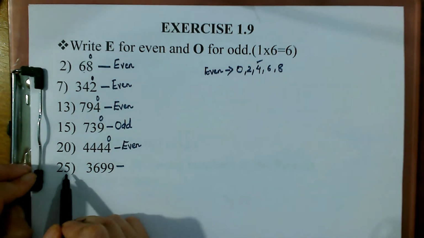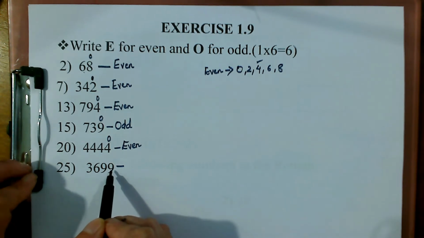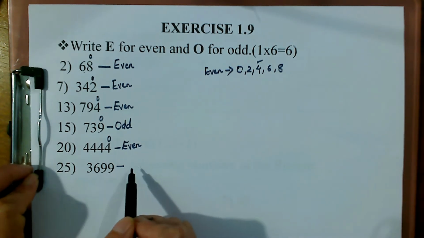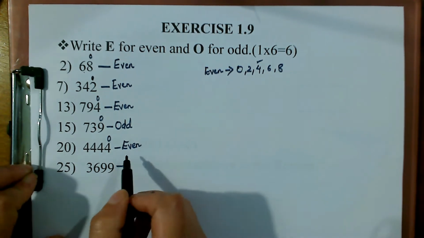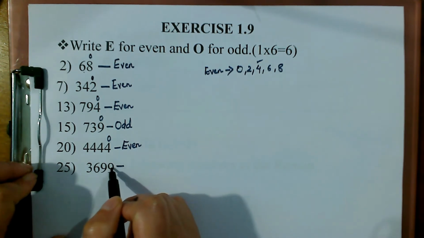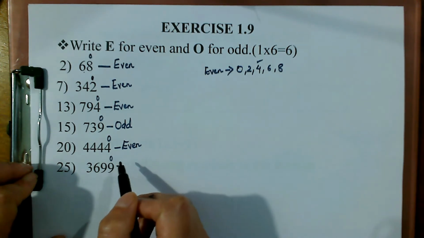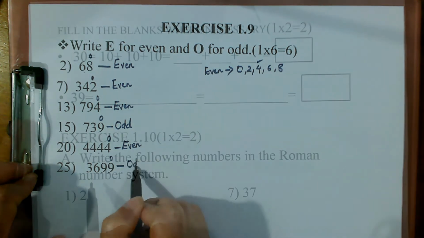And question number 25, 3699. You have to find out if it is even or odd. You have to find the number in the ones place first. So 9 is in the ones place. So 9 is an odd number. So you have to write odd.